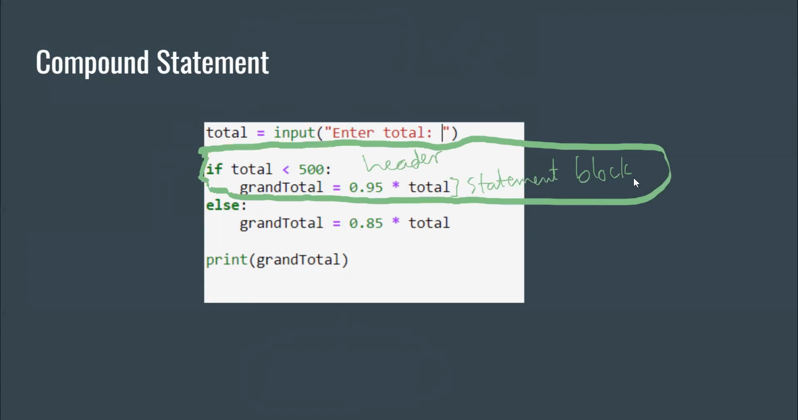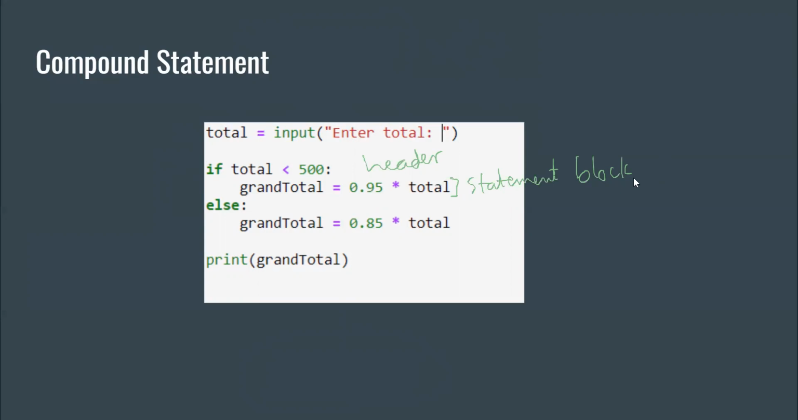Now notice how the header is ending with a colon. Any header of a compound statement in Python will end with a colon, and the statement block will be indented. Same thing for the else branch. We have a header and we have a statement block that is indented. And the entire thing again is called a compound statement.